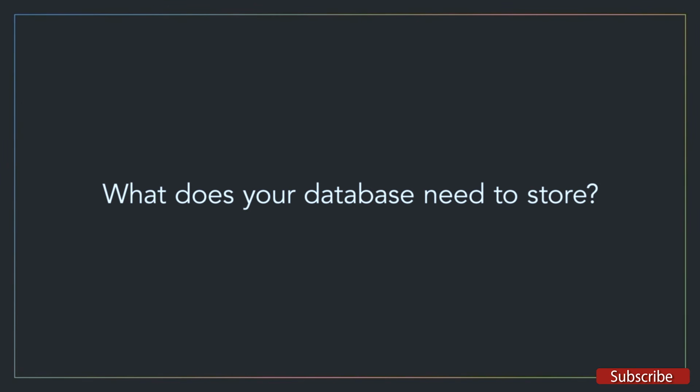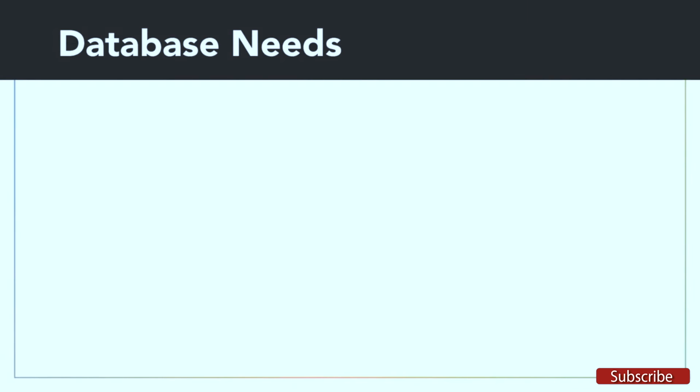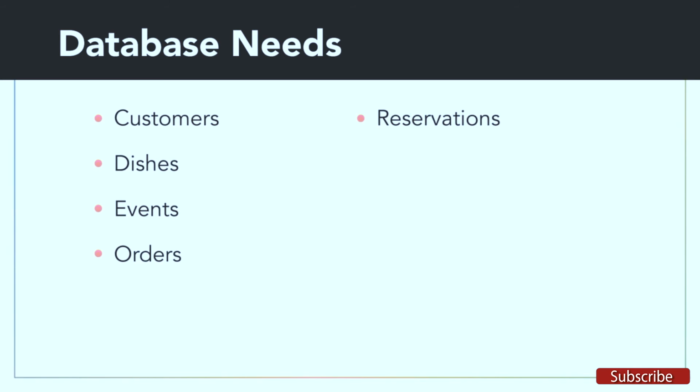When you're designing a database, your needs will vary. Let's take a restaurant as an example. So we plan out and build that database. In our restaurant, we want to keep track of customers, dishes, events, orders, and reservations. We will offer our customers a discount on their favorite dish on their birthday too, so we need to keep track of their favorite dish.